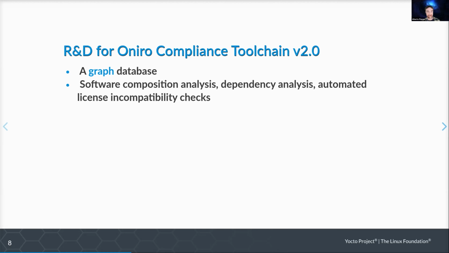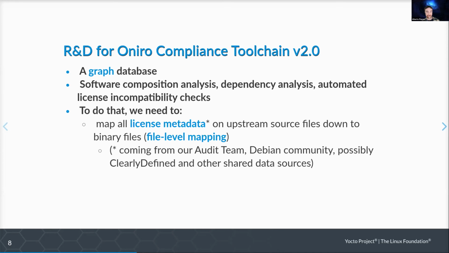Why do we need graph queries? Because we want to do software composition analysis, dependency analysis, and automated license incompatibility checks all through queries. To do that, we needed to map all license metadata that we already have from our audit team, from Debian community, as explained before. Possibly in the future, we may reuse data from ClearlyDefined projects and other shared data sources. That's all openly available, so everyone can consume that.